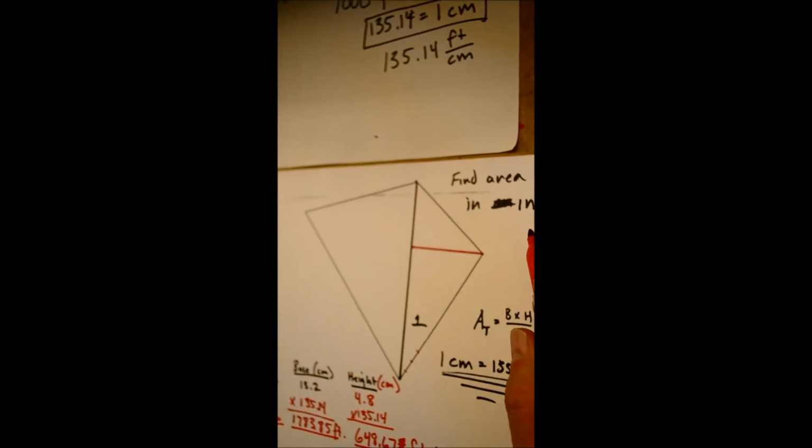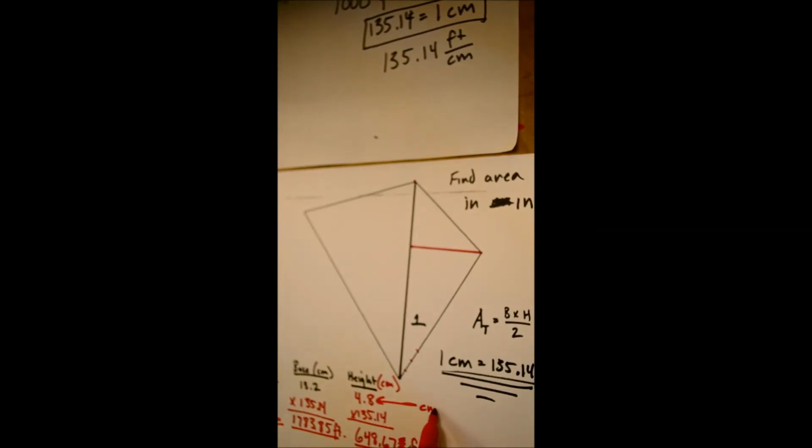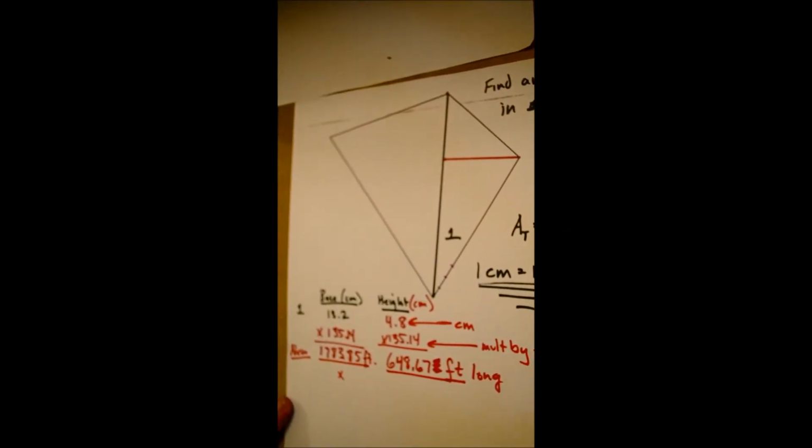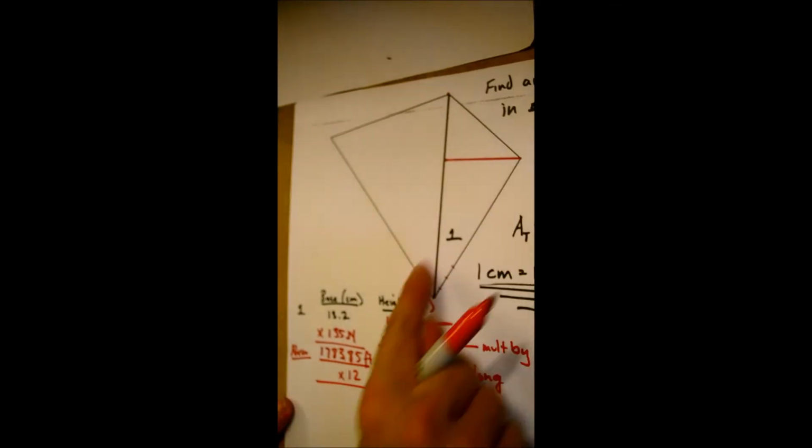Do I still have it in inches yet? See, I'm still looking for inches squared, so I actually have to convert these ones to inches. So this is in centimeters. Multiply by feet per centimeter to get this answer. And now I need to multiply by what to get inches? I have linear feet, which means for each linear feet I have 12 inches. So I have to multiply each of these by 12 to get how many inches long each of these lines is in real life.